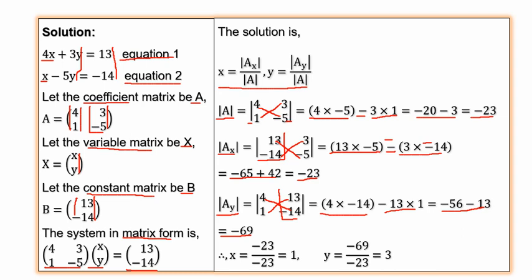Therefore, the value of x is equal to minus 23, that is this result, divided by the determinant of the coefficient matrix, and that is 1. Then for y, you have the determinant of A sub y divided by the determinant of the coefficient matrix, and you have 3. So this is Cramer's rule, which uses the determinant approach of a matrix in solving a system of linear equations.